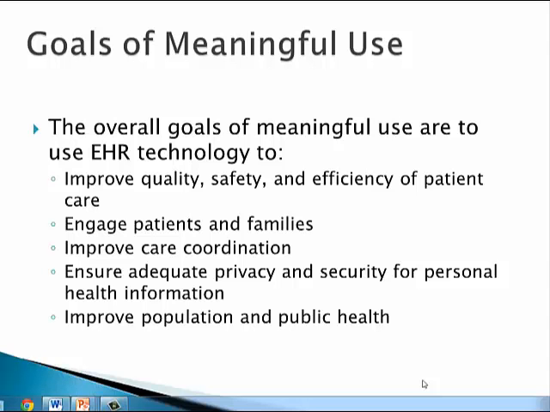What the goals are of meaningful use. The overall goals of meaningful use are to use the technology to do the following. You want to improve quality, safety, and efficiency of patient care. You want to be able to engage patients and family members. You want to improve care coordination. You want to ensure adequate privacy and security for personal health information. HIPAA rules, you want to make sure they're in place. And you want to improve population and public health as a whole.